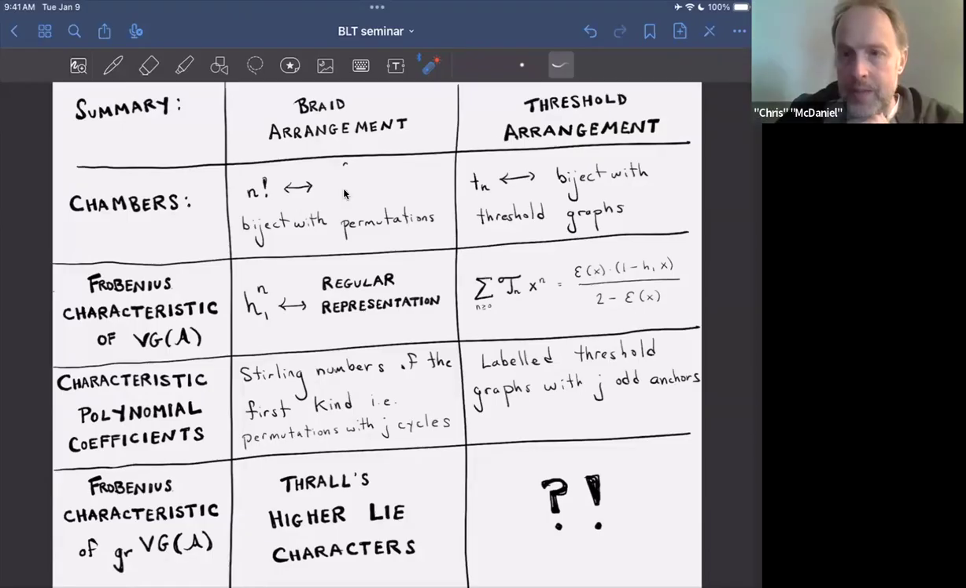So first, thanks for the very nice talk. I have a few possibly very stupid questions, but my first question is, are there any special cases? So you have the Varchenko-Gelfand ring and then the associated graded, but are there any special cases where the Varchenko-Gelfand ring is graded? In particular, where the associated graded and the ring are equal?